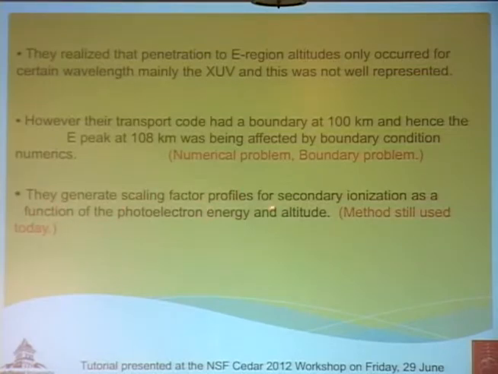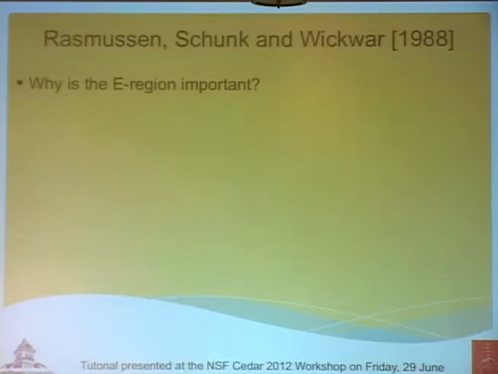But what they did do, and which a large number of us then adopted, they generated scaling factor profiles for secondary ionization as a function of the photoelectron energy and altitude. So that's a fix that's computationally fast and very generic. Nowhere at this time did anybody have a systematic 24/7 measurement of the XUV. And you all know today we still are struggling with this problem. So the E region has this outstanding problem.